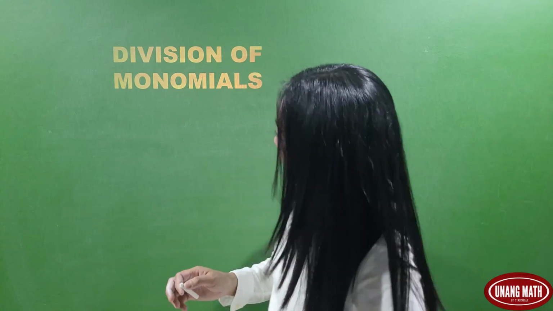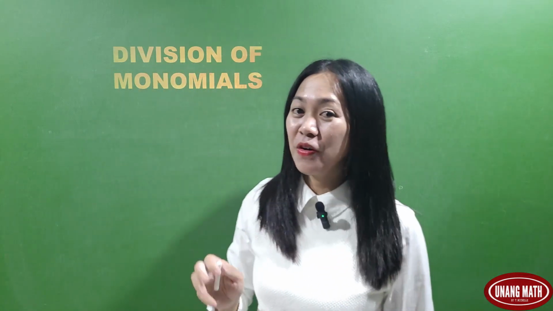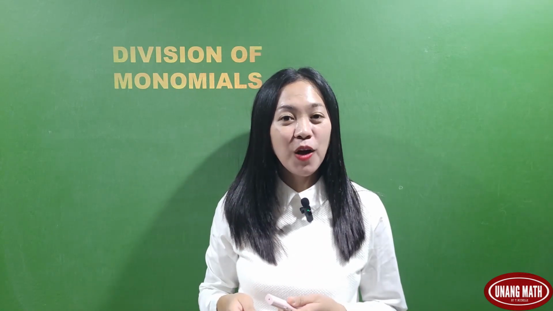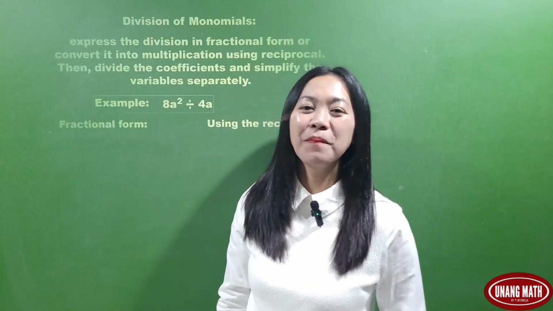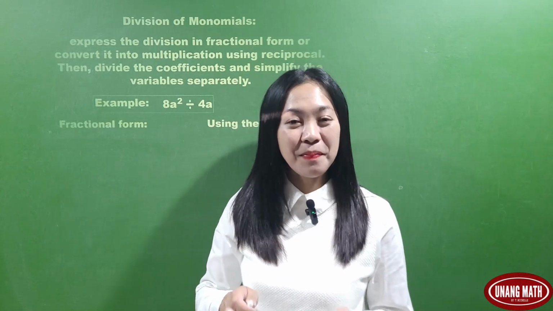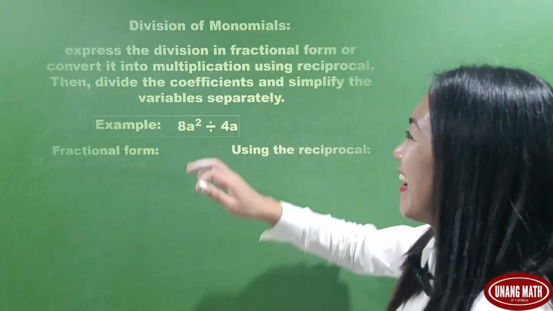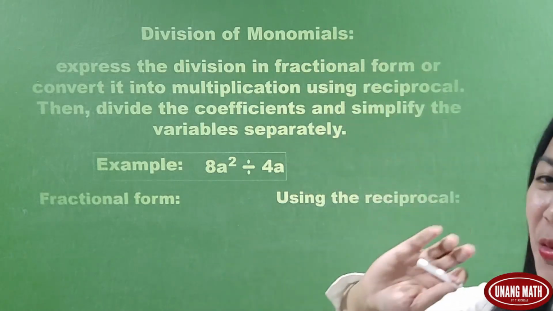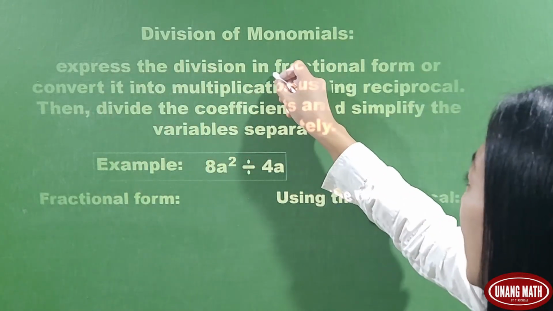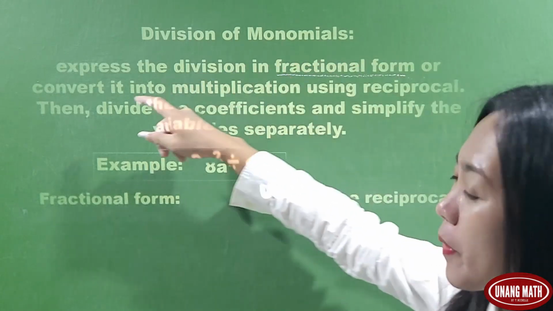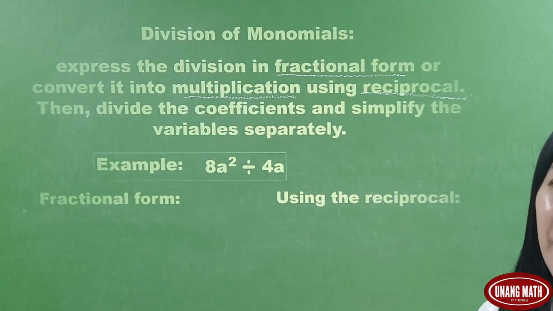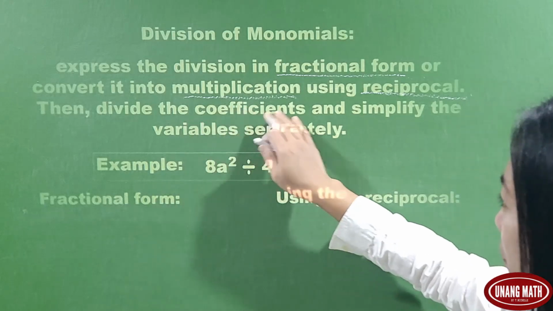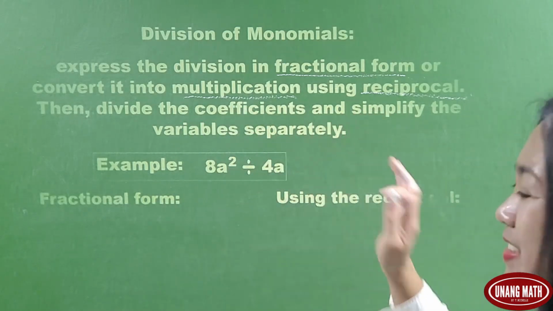For this episode, our lesson is division of monomials. In episode 63, I already explained how to divide a monomial by a whole number. In this episode, we will be dividing a monomial by another monomial. In dividing monomials, what we need to do is express the division in fractional form or convert it into multiplication using the reciprocal. And then, we will divide the coefficients and simplify the variables separately.